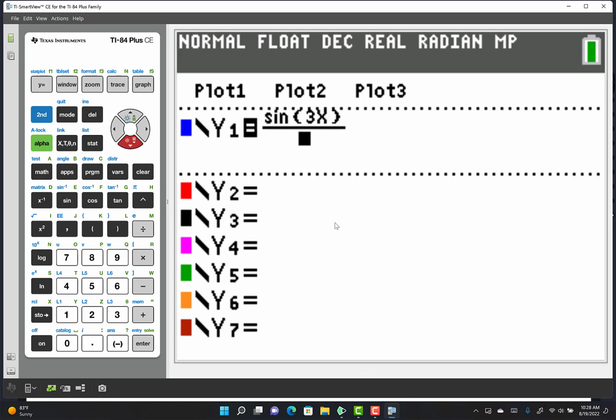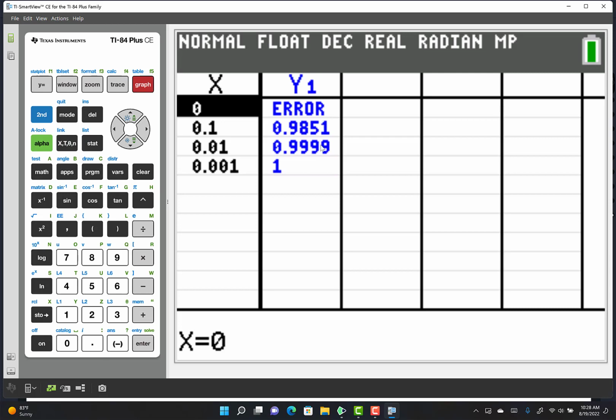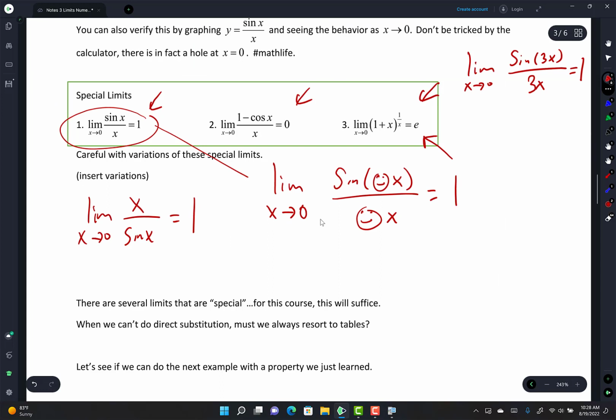Okay. All right. If I were to put a 3x there, notice that my numbers would be back to 1. 0.9851. That might be a little different, but I'm still approaching 1. Does that make sense? I said that wrong earlier, that it would be the same, but I'd still be approaching 1. How do we feel?